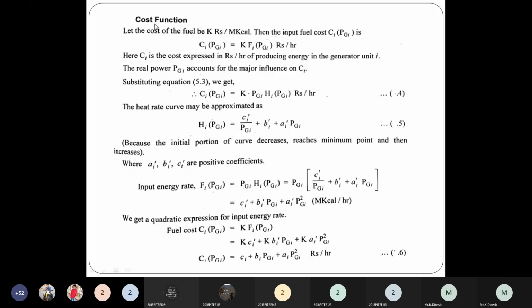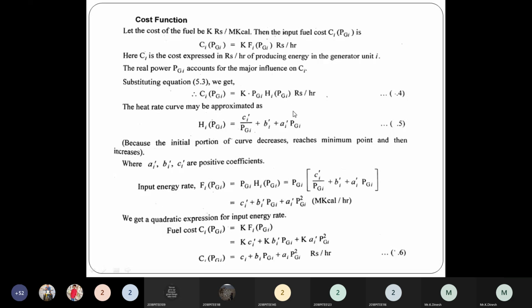Now we are going to determine the cost function. In terms of cost, we have to evaluate our functions. So the cost of the fuel, just fixing the constant K, rupees per mega kilocalorie. The input fuel cost Ci of PGi is K times some constant. The cost of the fuel is unknown to us, so for the time being, I am fixing it as K. K times Fi of PGi, rupees per hour. So Ci is the cost expressed in rupees per hour of production energy in the generating unit. On substituting this equation in 3, you may obtain Ci of PGi equal to K PGi Hi of PGi rupees per hour. Fourth equation.